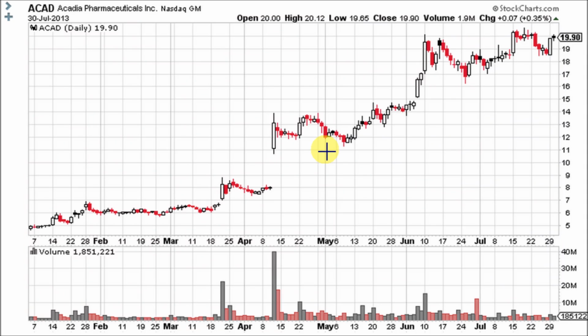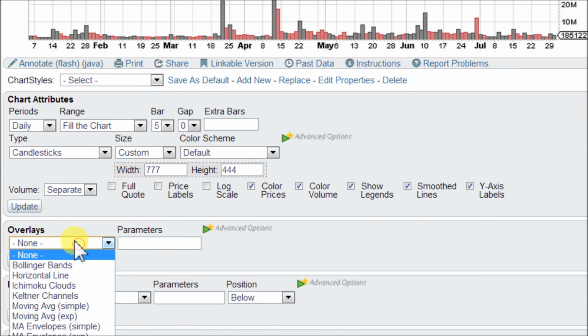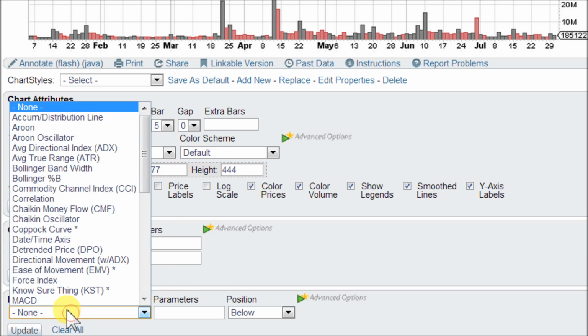Percent B quantifies a security's price relative to the upper and lower Bollinger Band. Let me load up this indicator here on this stock chart for ACAD here at stockcharts.com. And first of all, since it's related to the Bollinger Bands, let's go ahead and load them up. They're at the standard period of 20. You can adjust these higher or lower depending on your trading style.